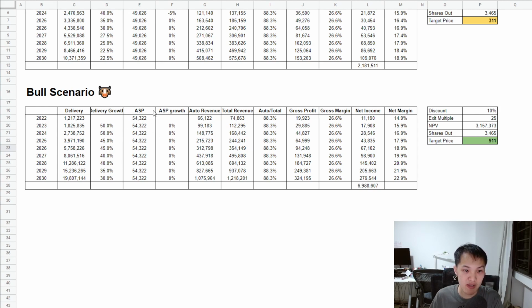The average selling price, instead of assuming they will drop by 5% each year in the first 2 years, I assume that the average selling price will just keep constant. So they are the same.